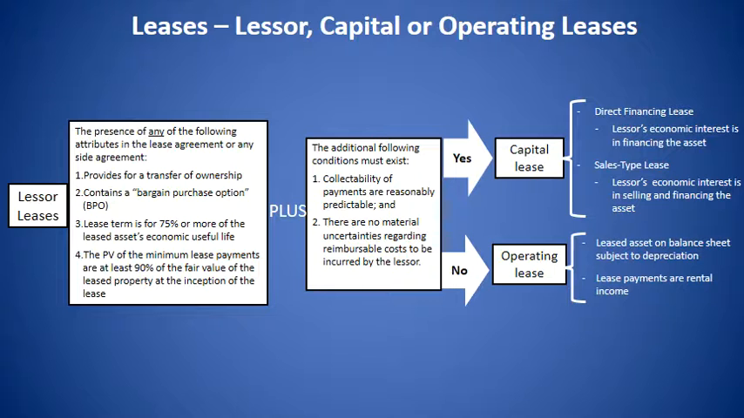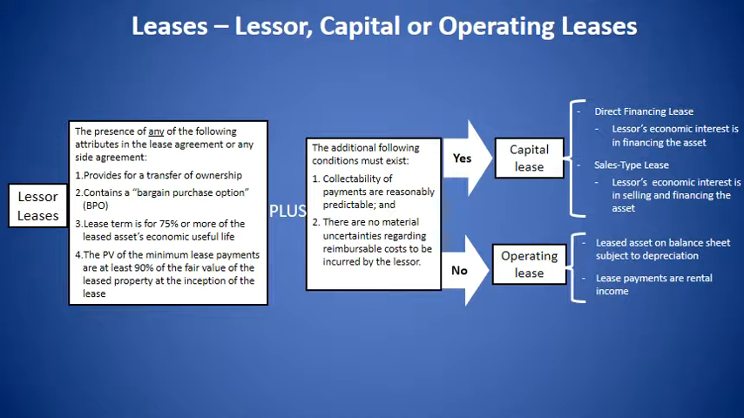the background of when a lessor has to decide whether or not a lease is going to be accounted for in a certain way. They have to determine whether or not the lease is either a capital lease or an operating lease. And the criteria for a lessor is pretty much the same as the lessee, where in effect the presence of any of the following attributes in the lease agreement or any side agreement, if these are present, one or all, in the lease or the side agreement, the lease would be considered a capital lease to the lessor.